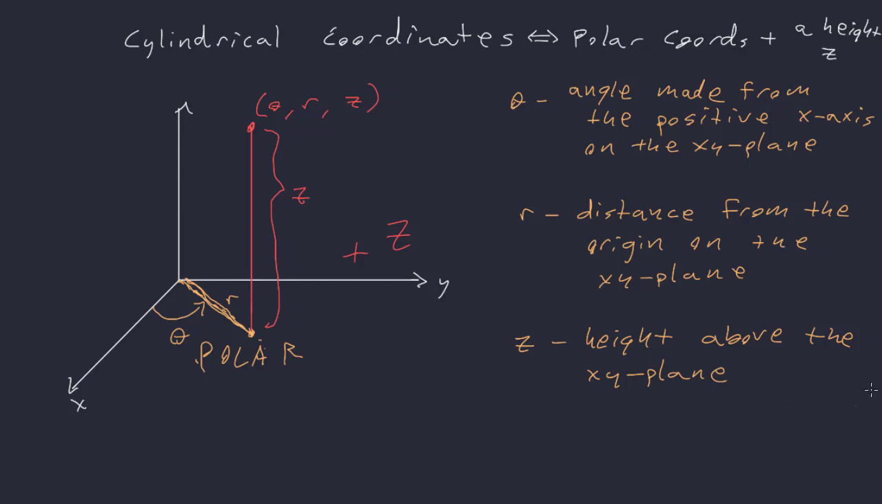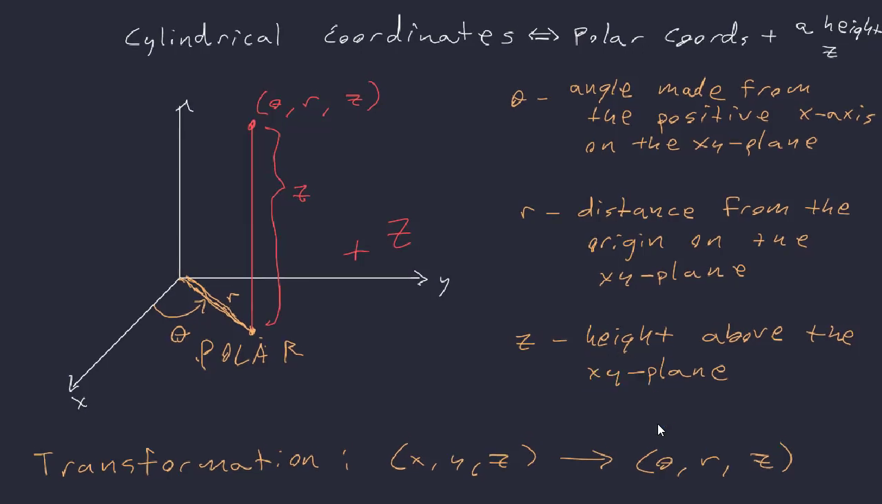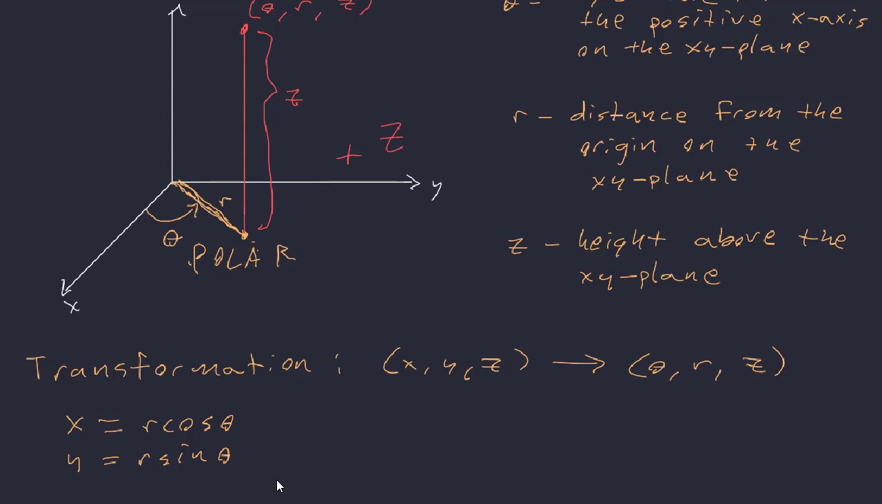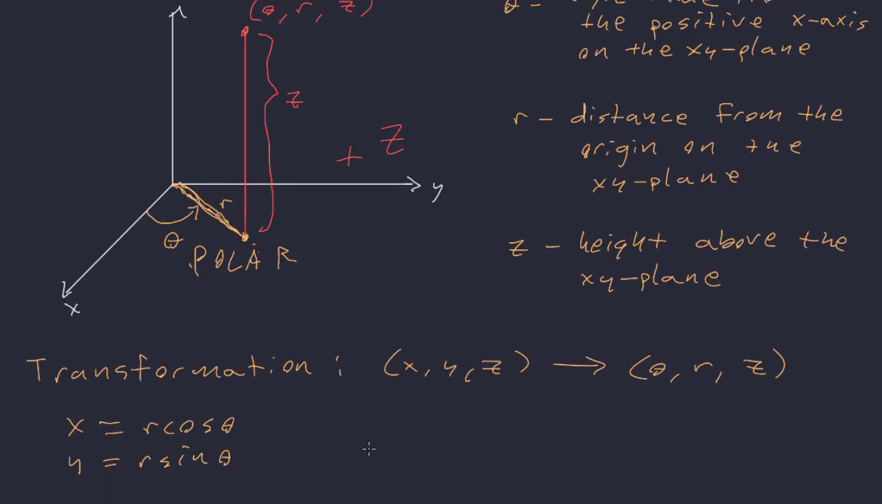Okay, so our transformation is essentially the same when it comes to r and theta, right? The transformation, okay, x, y, z into theta, r, z is the following. X is r cosine theta. Y is r sine theta. Right? Nothing new there. That's the same transformation we've had before. And here's the really tough one. Z is equal to z.